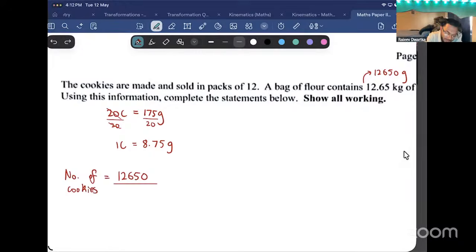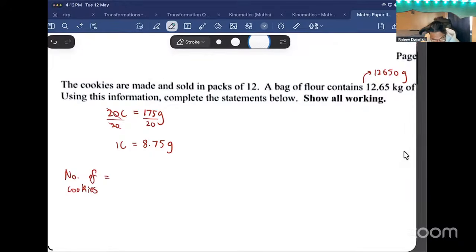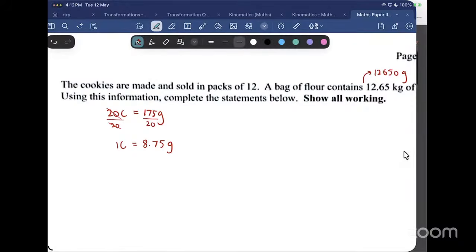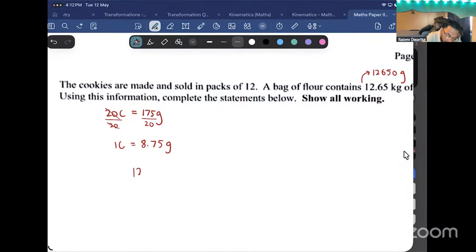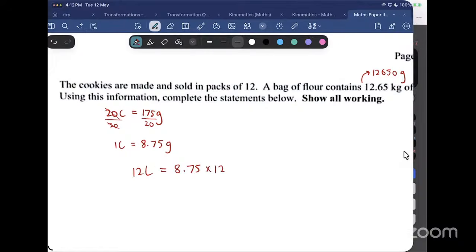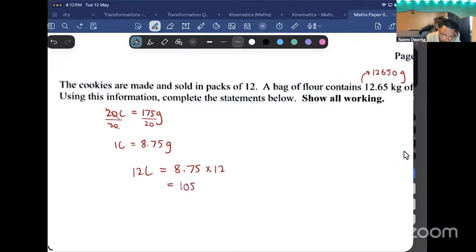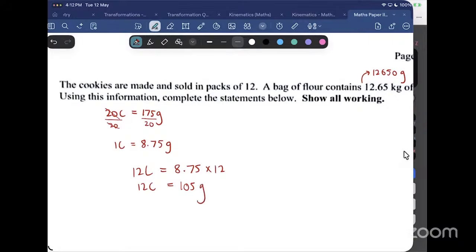Yes, because how much did we have to make in one pack? 12, sir. Right, so you're making 12 cookies. So 12 cookies by that, what will it be? That will be 105, sir. So to make 12 cookies, how many grams of flour do you need? 105 grams.